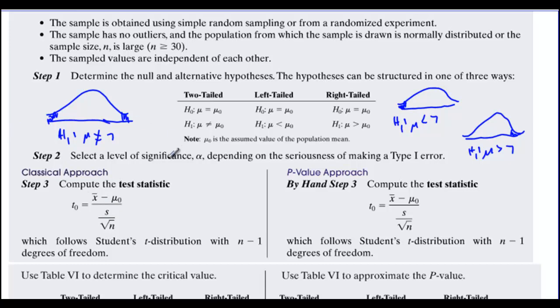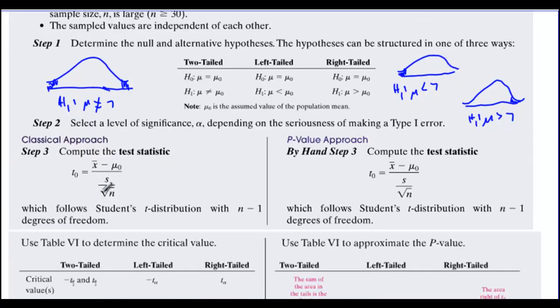We're going to figure out what kind of tail it is. We're going to determine the level of significance, alpha, and they're going to give us alpha. Remember that the level of significance, alpha, and the probability of making a type 1 error are all the same thing. We'll end up computing the test statistic, t naught equals x bar minus mu naught over s divided by square root of n, and again, that's going to follow the student's t-distribution with n minus 1 degrees of freedom.